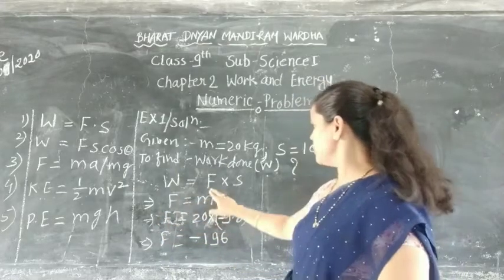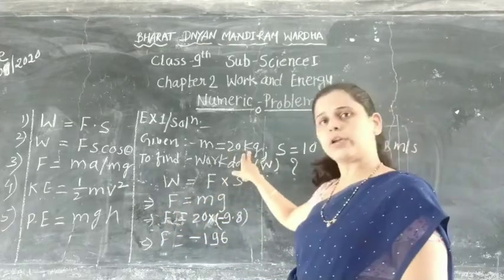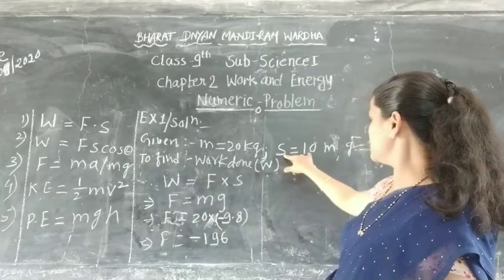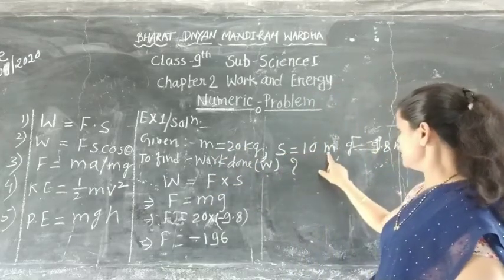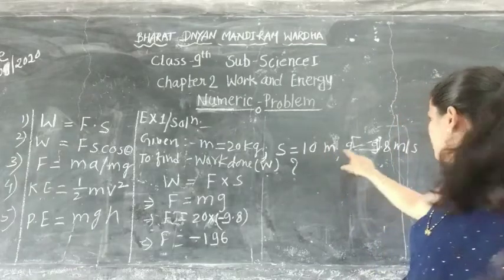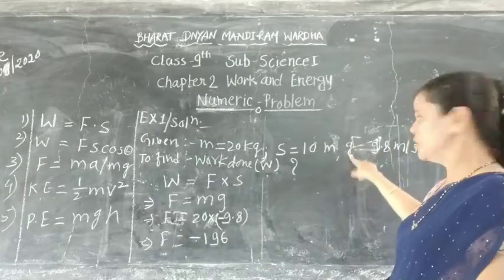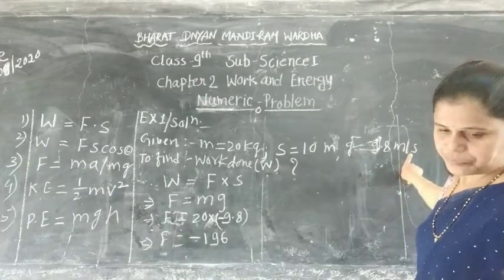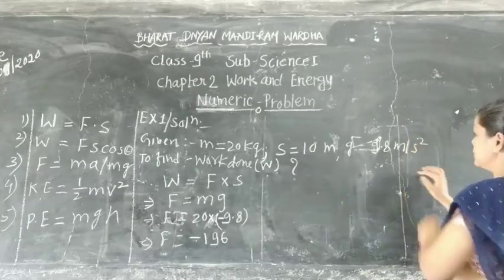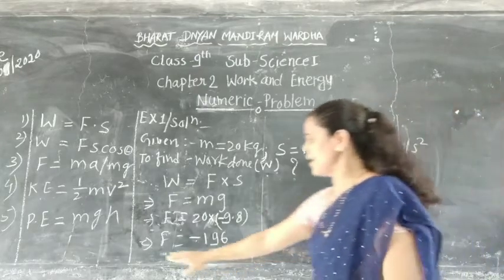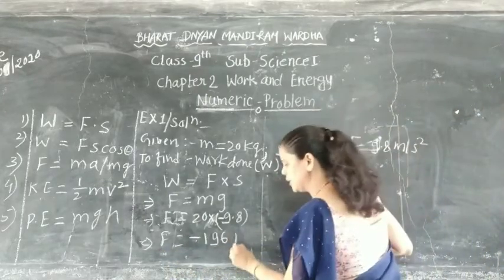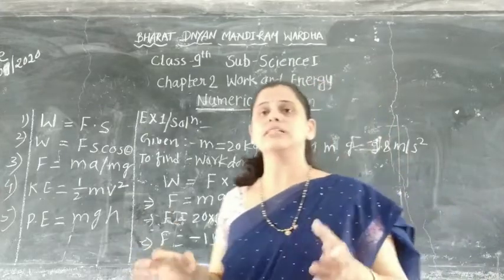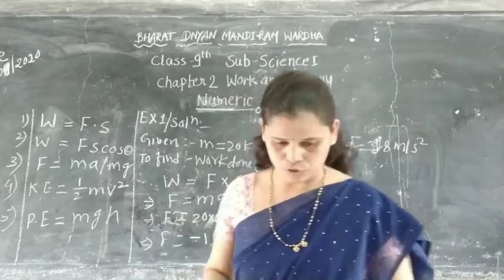So F is given, M is given in kilogram, that is in SI system. S, displacement, is given in meters, SI system. Also g, in meter per second square, that is an SI unit. So F is minus 196 Newton. Why do we use Newton here? Because Newton is the SI unit of force.